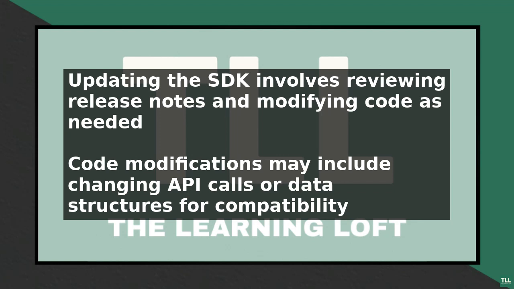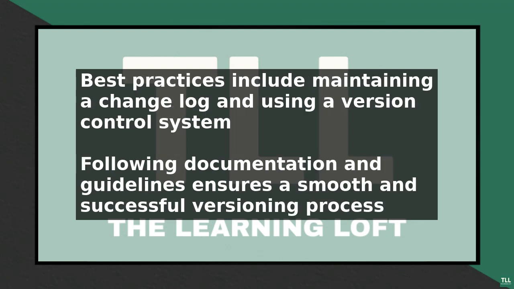In addition to these best practices, it is essential to follow the Build.com API SDK documentation and guidelines. The documentation provides detailed information on how to use the SDK, including code examples and troubleshooting tips. By following these guidelines and best practices, you can ensure a smooth and successful versioning process for the Build.com API SDK.